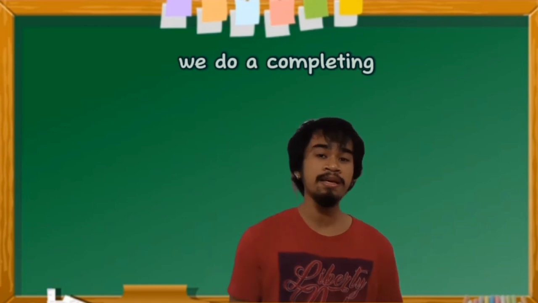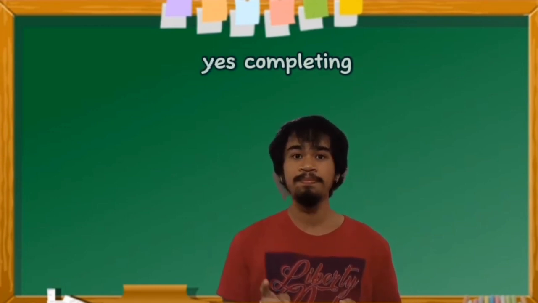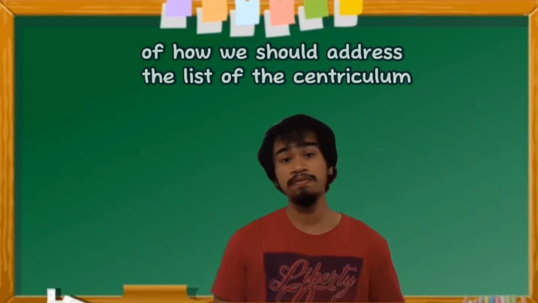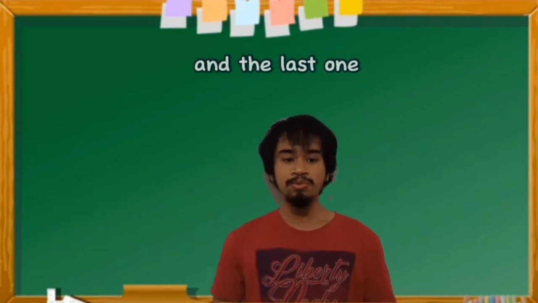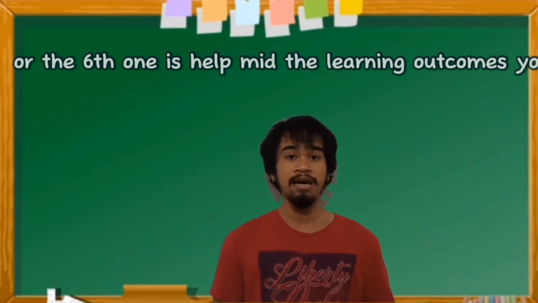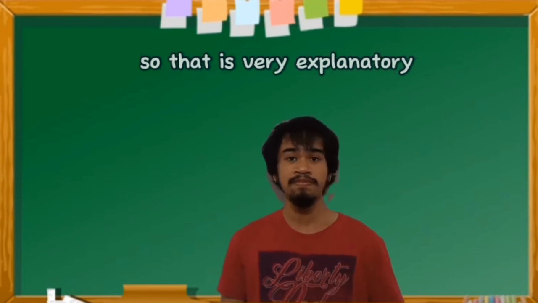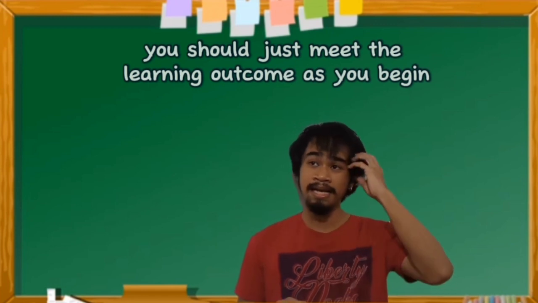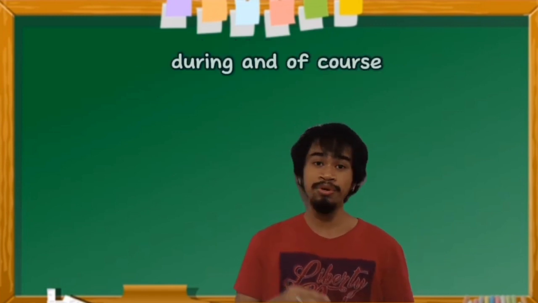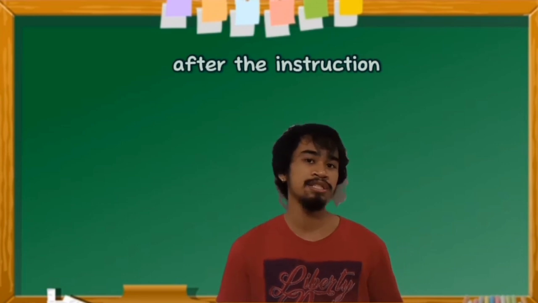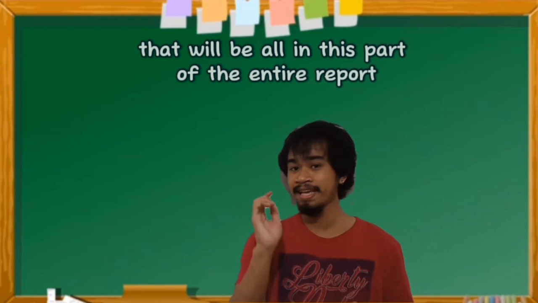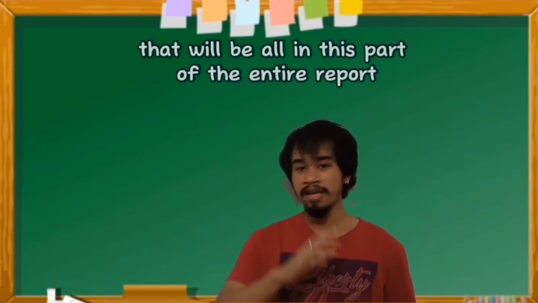So that's it, you should address the needs of the curriculum by doing a complete thinking about the curriculum and how you should address its needs. And the last one, or the sixth one, is help meet the learning outcomes. So that is very explanatory. You should just meet the learning outcomes as you begin, during, and of course after the instruction. So that will be all in this part of the entire reporting in this group.